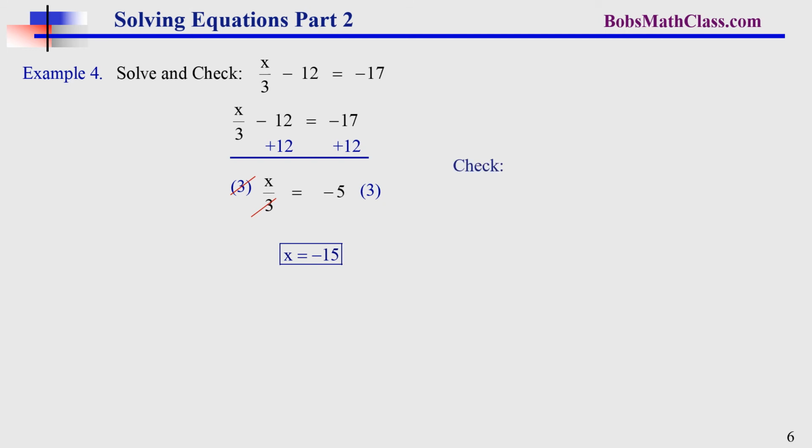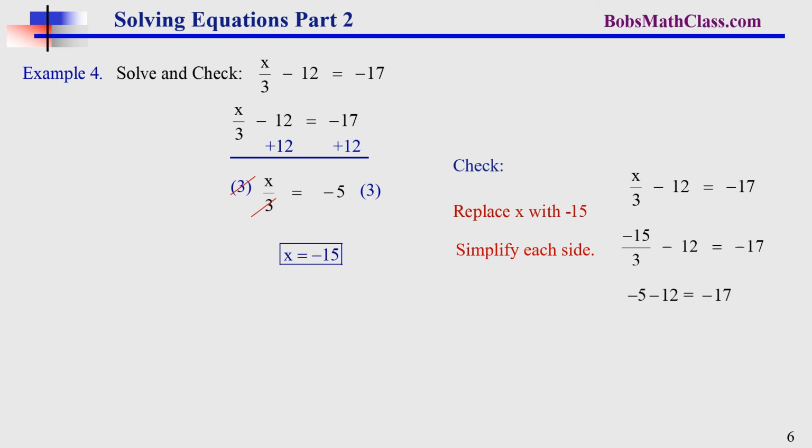Let's do our check. So we take the original problem. Remember, we always start with the original problem when we're doing a check. We're going to replace the x with negative 15. And now we're going to simplify. So negative 15 over 3 is negative 5. And then negative 5 minus 12, that's negative 17. Yeah, that wasn't too bad.